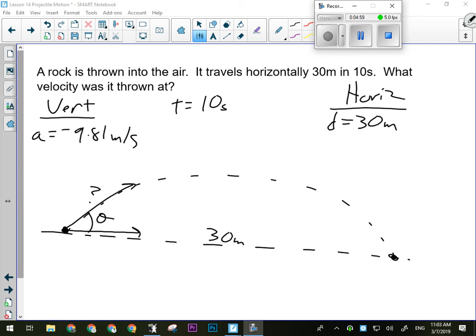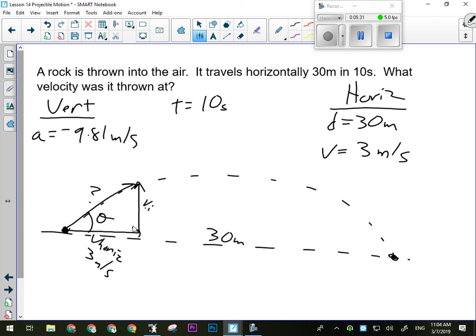We have to know what to look for in this question. I need the hypotenuse and I need the angle. The only way I'm going to get that is by having the two sides of this triangle. So I need to know what VI is vertically, and I need to know what V horizontal is. I can calculate V horizontal right now because I have the horizontal distance and I have the time. Okay, so all I have to do is go 30 over 10, and I find that V horizontal is 3 meters per second. Right, so that part was easy. I know this side here is 3 meters per second.